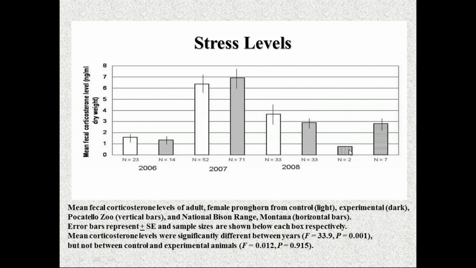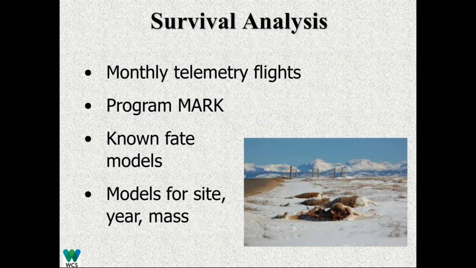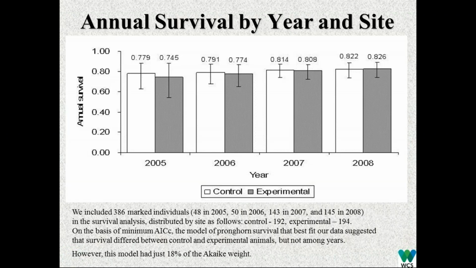And pronghorn in this region had elevated stress levels compared to pseudo-controls of pronghorn in the Pocatello Zoo and the National Bison Range in Montana, which is not surprising given that they're overwintering at about 7,000 feet. To look at differences in survival, we use monthly telemetry flights. We use program MARK using known fate models. We allowed models to vary by site, year, and body mass, and also seasonally within years.